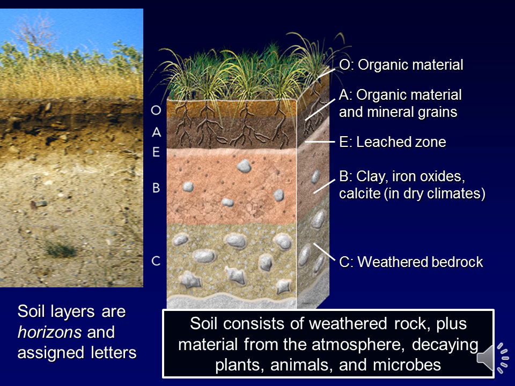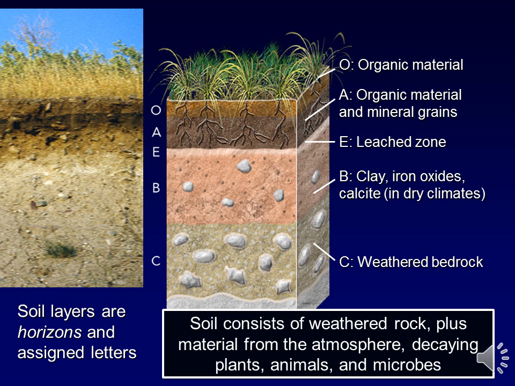Depending on the area and the conditions for the soil, you won't necessarily have all of these layers. With that in mind, the next layer down is the E layer. This is the leached zone, a light-colored leached zone of soil that's lacking clay and organic material.